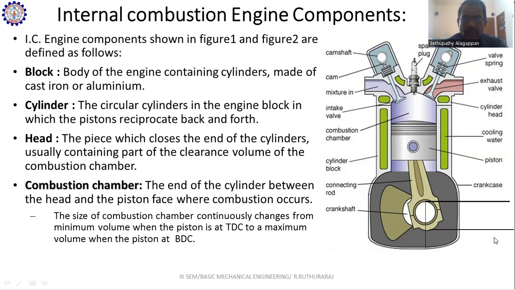Then the cylinder: the circular cylinders in the engine block in which the pistons reciprocate back and forth. That area is called the cylinder, which is circular in shape. Another one is the cylinder head, the piece which closes the end of the cylinders, usually containing part of the clearance volume of the combustion chamber. So the cylinder head is close to the cylinder. The cylinder head has three holes, attached with the inlet valve and outlet valve.